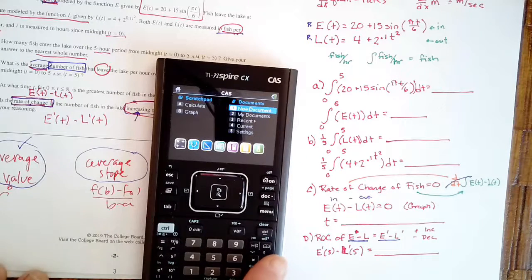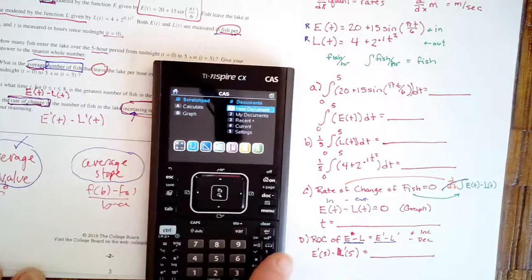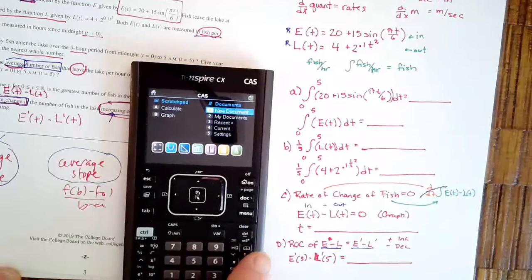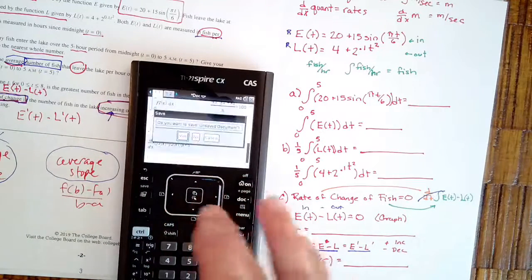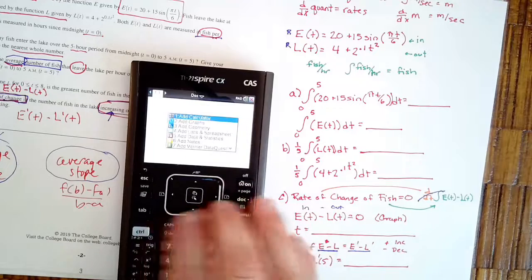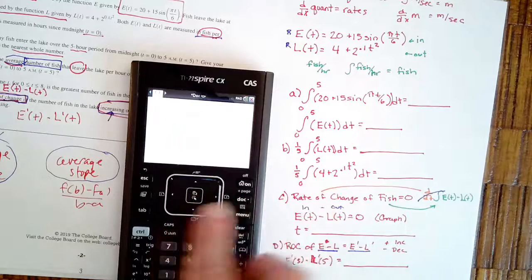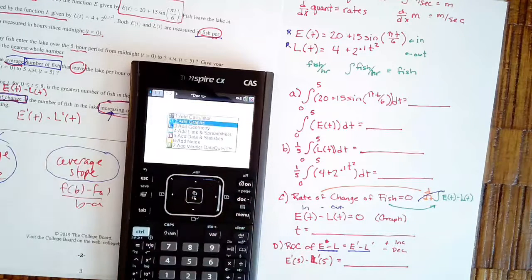Okay, the next part of this video is going to be the calculator portion that goes along with this problem. We're actually going to do this a couple times in a couple different ways. First thing is with your calculator, you're always going to start a new document. You're going to add a calculator page, and you're going to add a graph page. You're always going to have those.